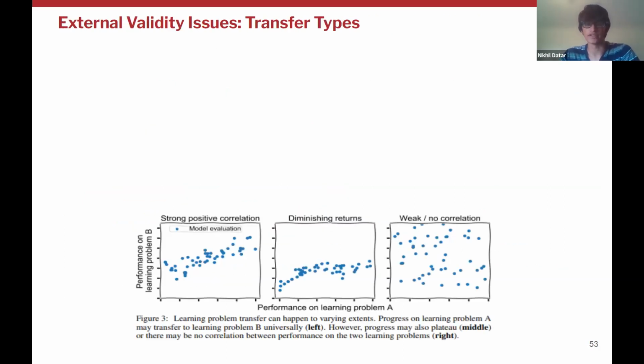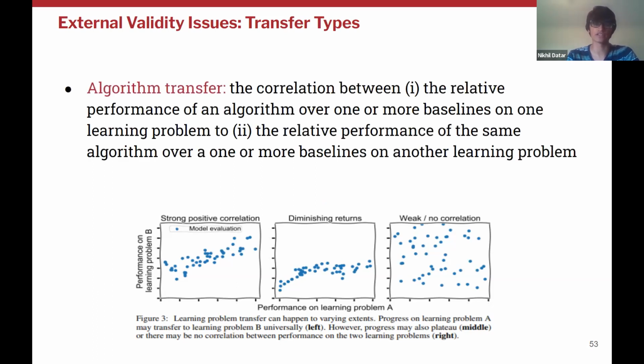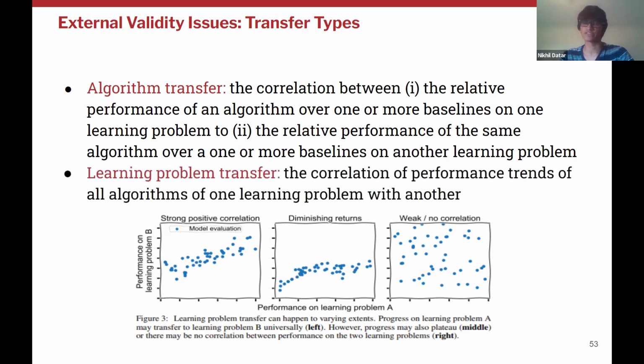Now, let's move on to external validity. There's the issue of transfer types. Transfer types come in two forms. First, there's algorithm transfer, which is basically the correlation between the relative performance of an algorithm over one or more baselines on one learning problem and another learning problem, for one specific algorithm. Whereas learning problem transfer refers to the fact that most or all of the algorithms under a learning problem transfer to another learning problem.